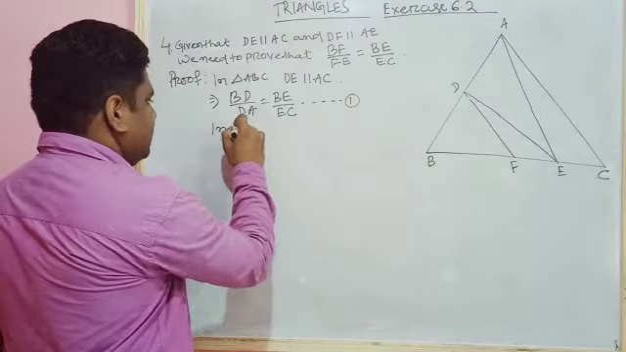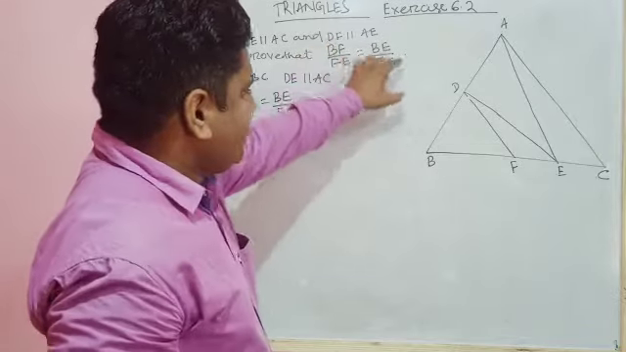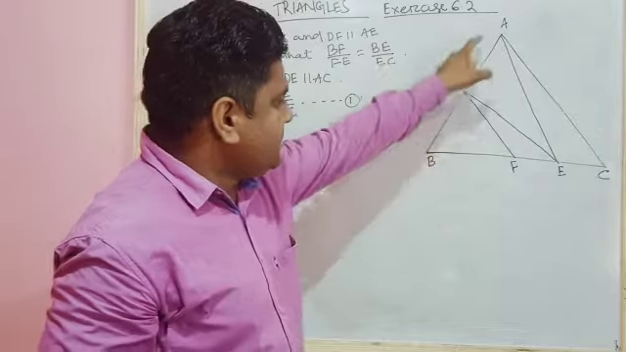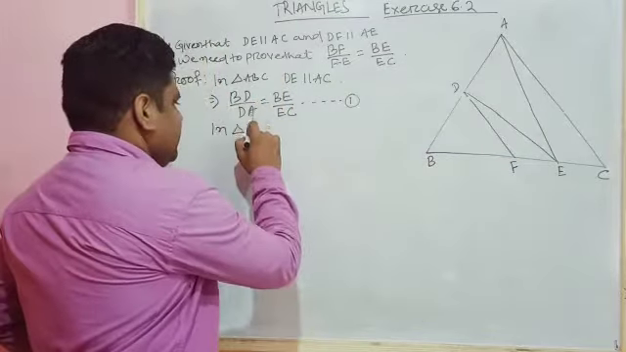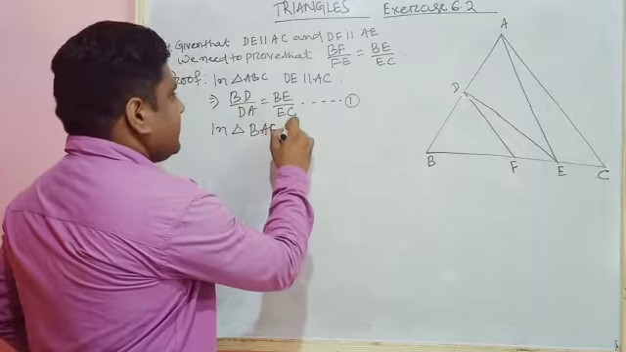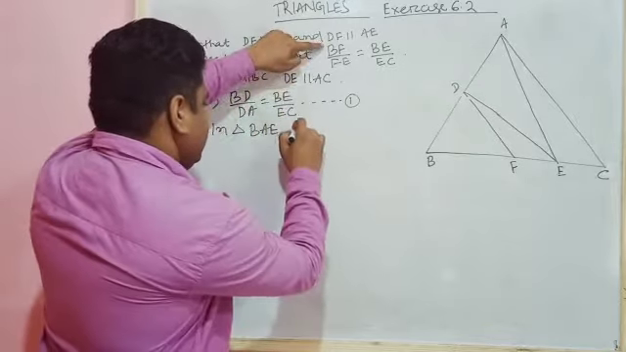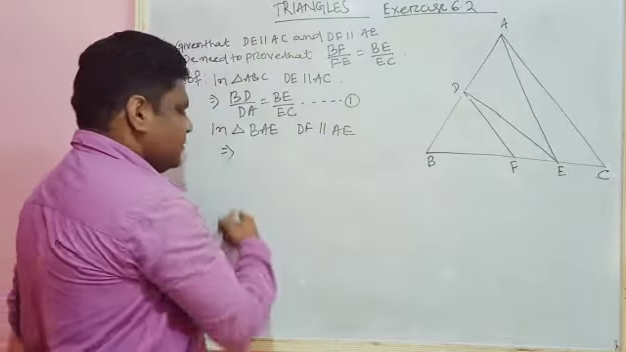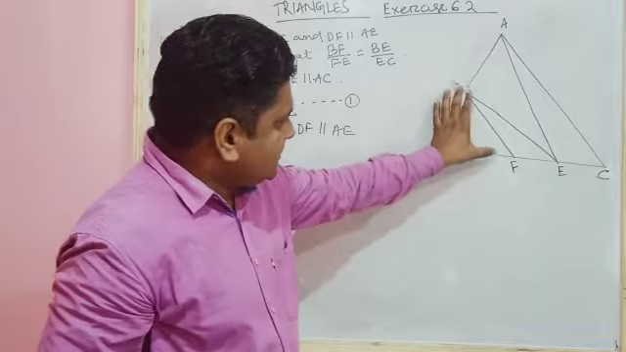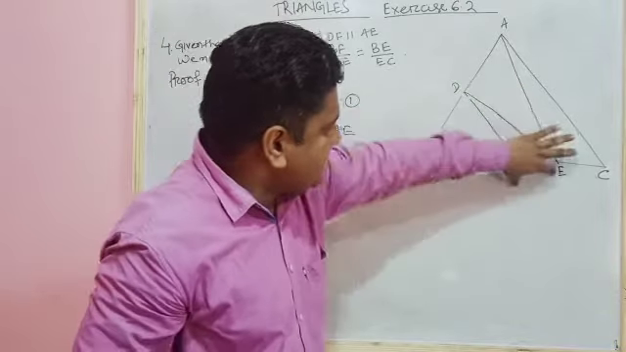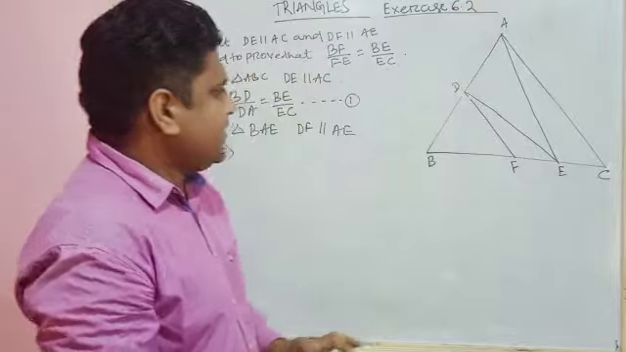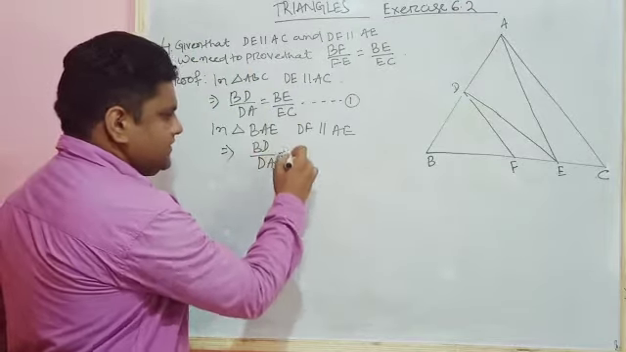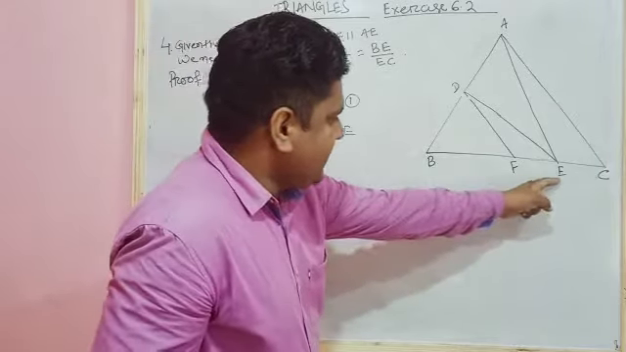And it is given that DF is parallel to AE. DF and AE are parallel. So we can take triangle BAE. In triangle BAE, DF is parallel to AE. This implies that here also applying the basic proportionality theorem, this one and this one are parallel, so this by this equals this by this. So we can write BD by DA is equal to BF by FE.